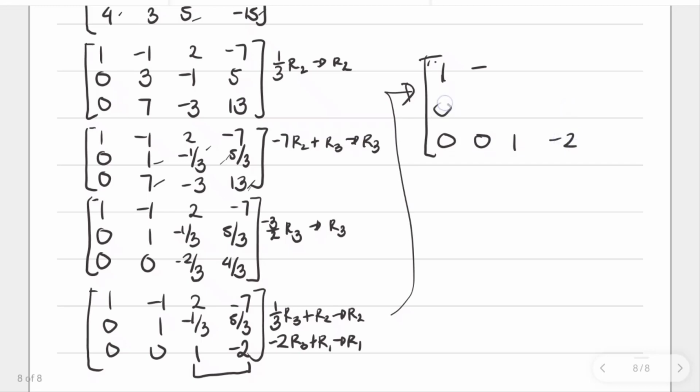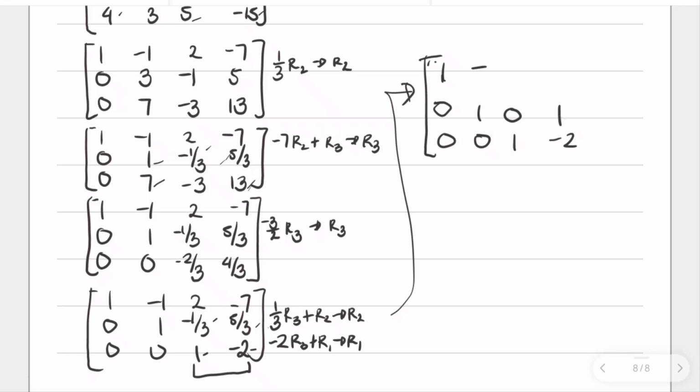This is still 0. So for row 2, 1/3 times 0, this is still 1, right? 1/3 times 1 is positive 1/3, plus negative 1/3, that's 0. So 1/3 times negative 2 is negative 2/3, plus 5/3, that's 3/3, I have 1. Okay, that's for the second row.